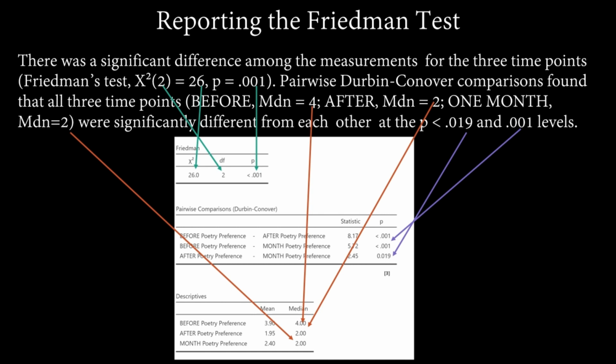significance level. We then go on to report the pairwise comparisons if we have 3 groups, of course, or 4 groups. Pairwise Durbin-Conover comparisons found that all 3 time points, before, after, and 1 month later, please note we report the median for each of these, were significantly different from each other at the 0.019 and 0.001 levels. You have here the arrows, which show you where to find the data in the JAMOVI output.